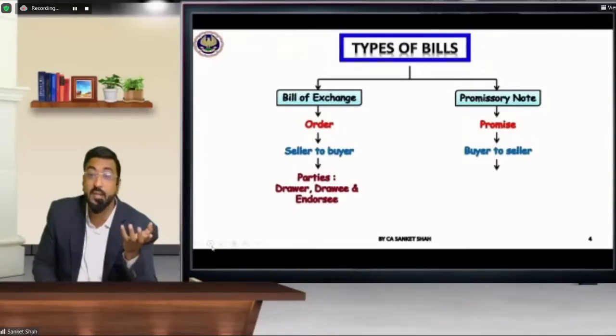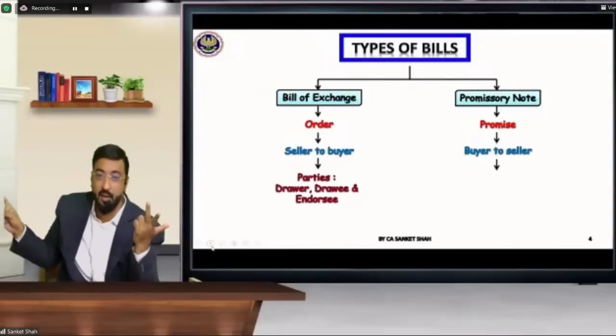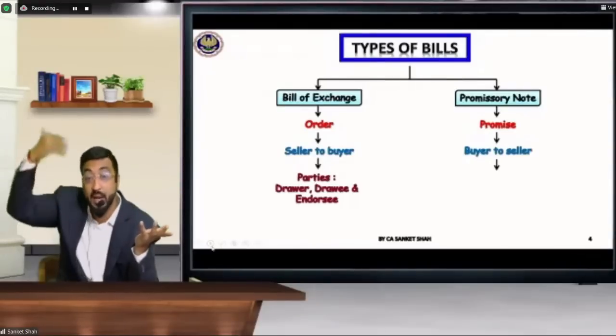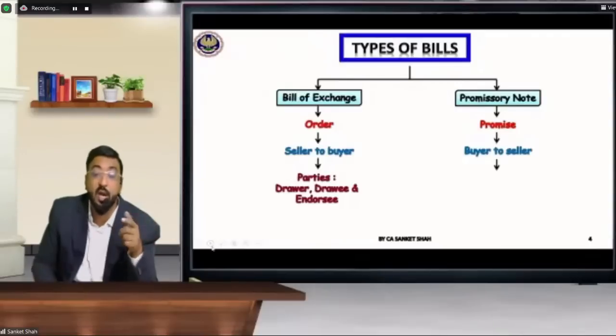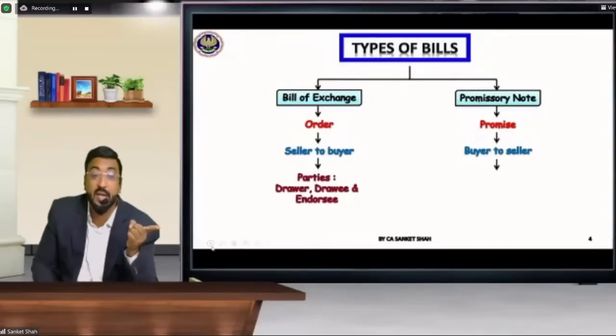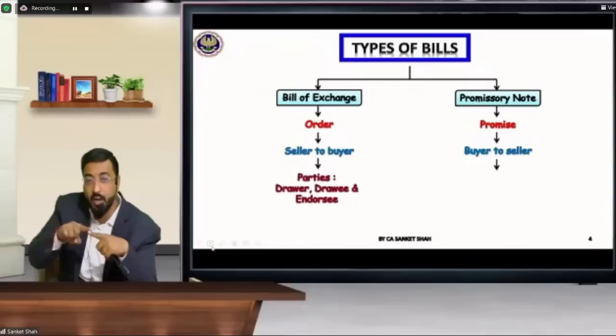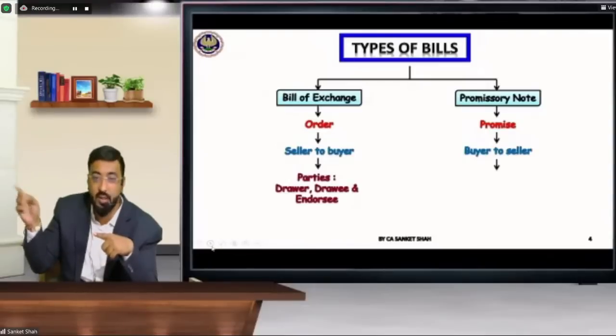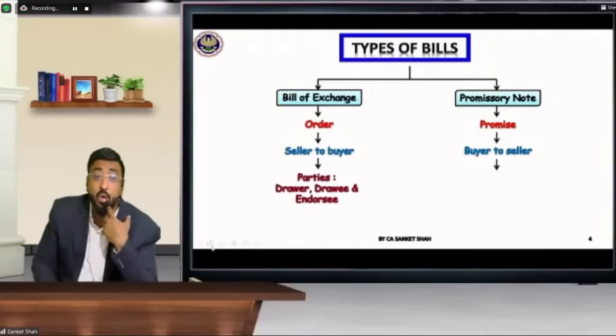So drawer is a seller, drawee is a buyer, and endorsee is to whom the amount is payable. Okay, it might be a bank or any third party. Endorsee means to whom you are going to pay. Endorsee means to whom the bill is transferred. Endorse means transfer. Drawer will transfer that bill to anyone, and that party to whom the amount is going to be paid is called endorsee.